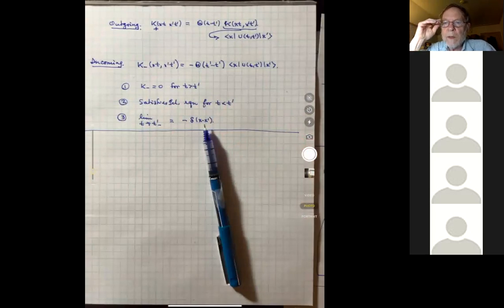Now it's easy to throw stones into lakes, so outgoing Green's functions are easy to construct experimentally, but the incoming Green's function is impossible to construct experimentally. Nevertheless, it's useful for theoretical reasons, as we'll see, and that's why I'm bringing it up. Both of them play an important role in the theory of the subject.